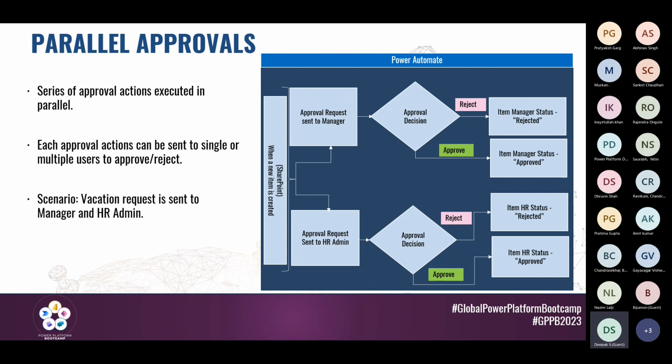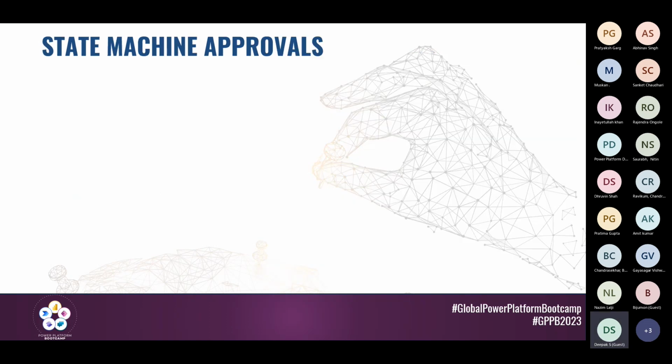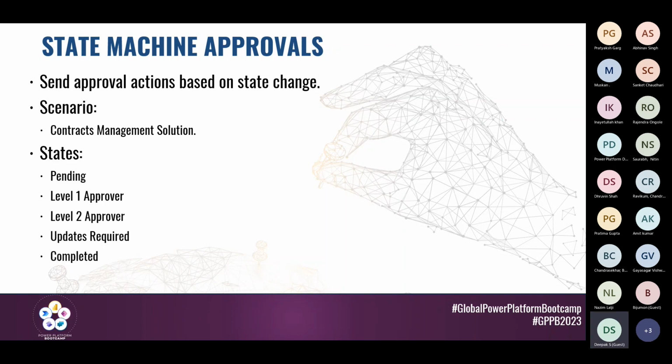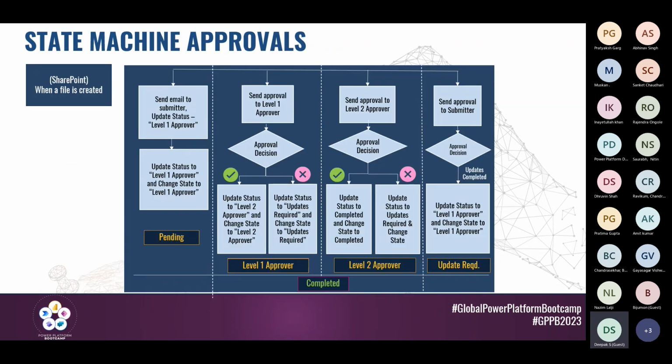Up to this point, these are all basic, straightforward, simple-to-create workflows. Then in some scenarios where you want a more complex workflow, it's generally called a state machine workflow, or state machine approvals, because they run based on the state the flow is in. I'm going to quickly show you this diagram, so you get a clear understanding of what a state machine workflow is and where you can use it.